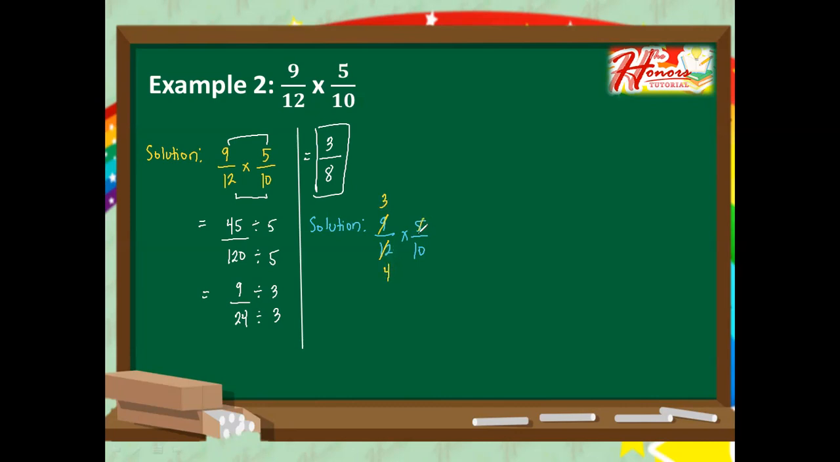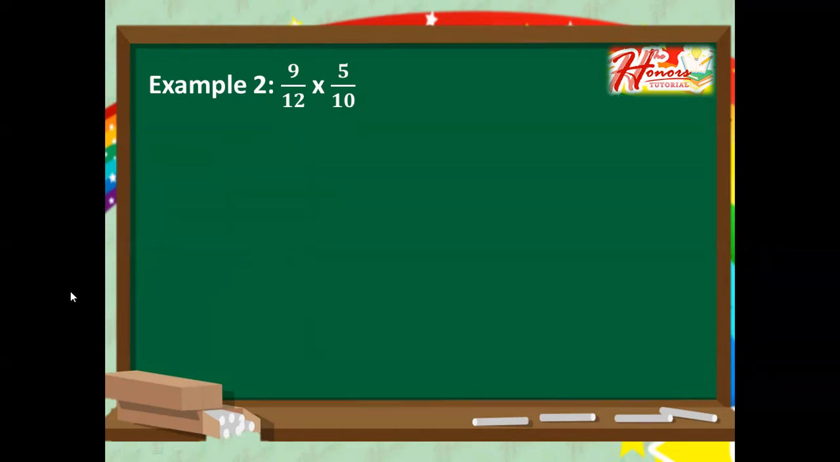And for 5 and 10, I can divide this both by 5. So 5 divided by 5 is 1. 10 divided by 5 is 2. So now, my new given is 3 over 4 times 1 half. And then just do the usual way of multiplying fractions. Multiply 3 and 1, that's 3. And then 4 times 2, that's 8. So as you can see, we have the same answer, right? But different method. Again, you may use any method that you are comfortable using. No problem with any method.